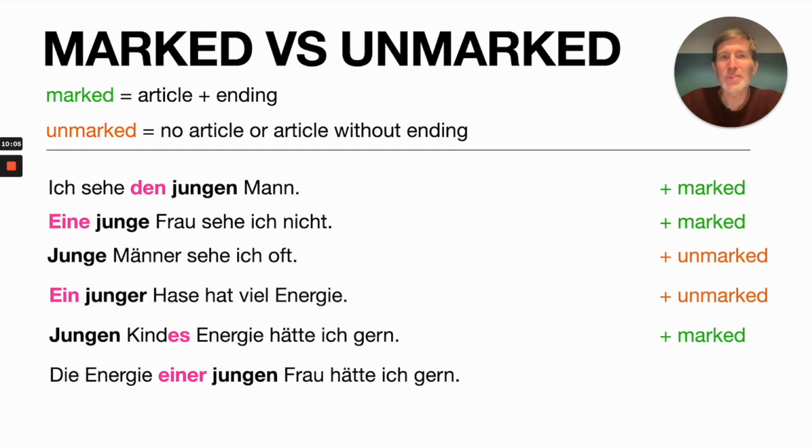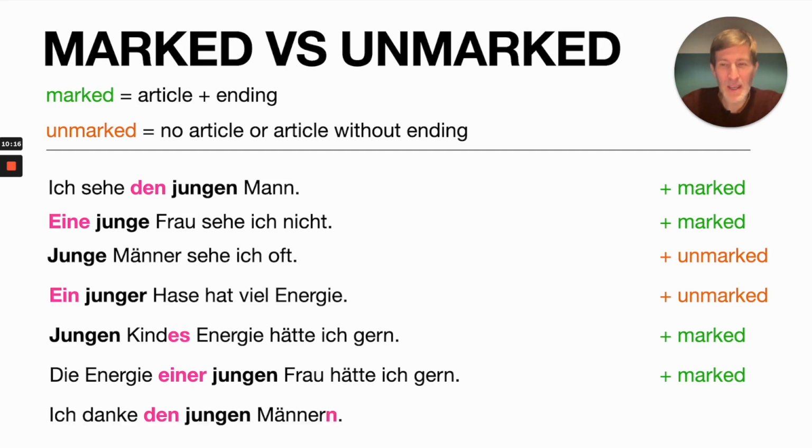Die Energie einer jungen Frau hätte ich gern. You see there's an article, it has an ending er, and therefore it is marked. One last example, then we go for a test. Ich danke den jungen Männern. You see den is an article, it starts with a D, therefore it always has an ending and it should be marked. And we have a double marker here again at the end of Männer. You see an N, that's the dative plural. You don't have to understand that yet. In dative plural you very often add an N, and that's a double marker for the dative.